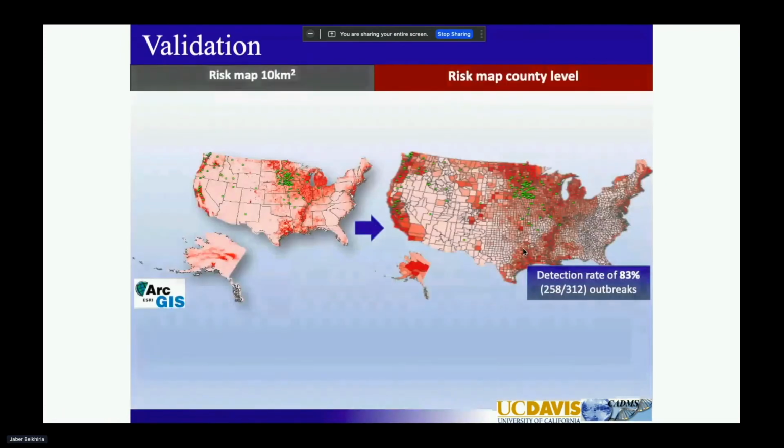The way I validated my map and checked if it made sense or not was really to see if these areas match with where we had high path outbreaks. Those are the green dots that you can see in the map. I hope you can see them. Areas that were at high risk really fit in, as you can see in the map, with high path areas. So the detection rate was about 83%. Out of the 312 high path outbreaks, I was able to detect correctly 258.